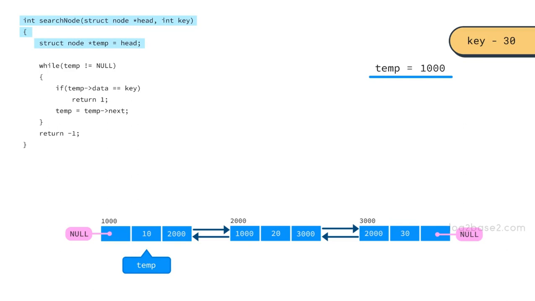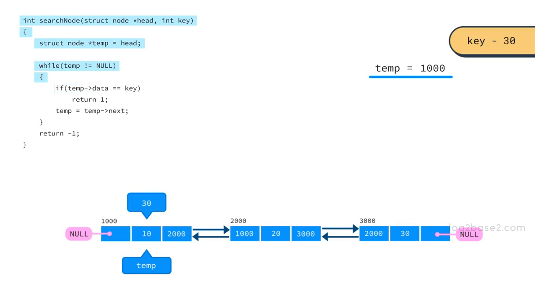Now this while loop is used to traverse and check if the node has the key. If the key is found, then the function returns 1, and if it is not found, it returns -1. Here we are searching for element 30, so key equal to 30 here. First we check if temp, which is pointing to head, is null. And if it is null, it means we have reached the end of the linked list and it will not enter the while loop. Here, temp equal to 1000, which is not equal to null. So enter the loop. Now check if the data at address 1000 is the key. So compare 10 with 30, but it is not the same.